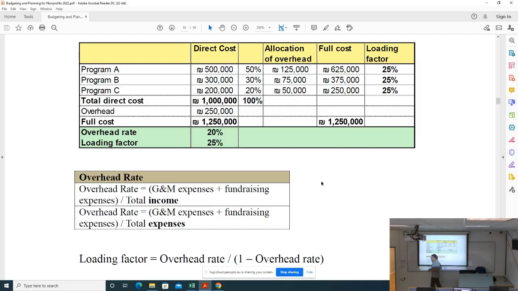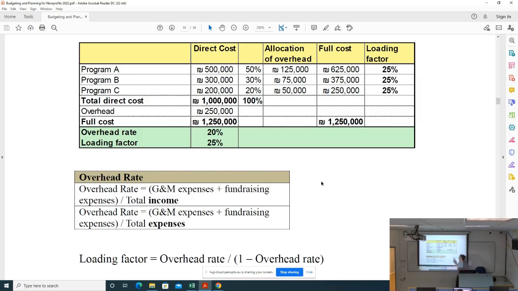So what is the loading factor? If you look at the results of the direct apportionment right here, okay? And if you check how much did we add to each program? To this program, we added 125,000 to 500,000. And to this program, we added 75,000. We loaded. Sometimes the term loading is a common term. It's like we load fixed cost on the program. So we loaded 75,000, and on this program, we loaded 50,000.